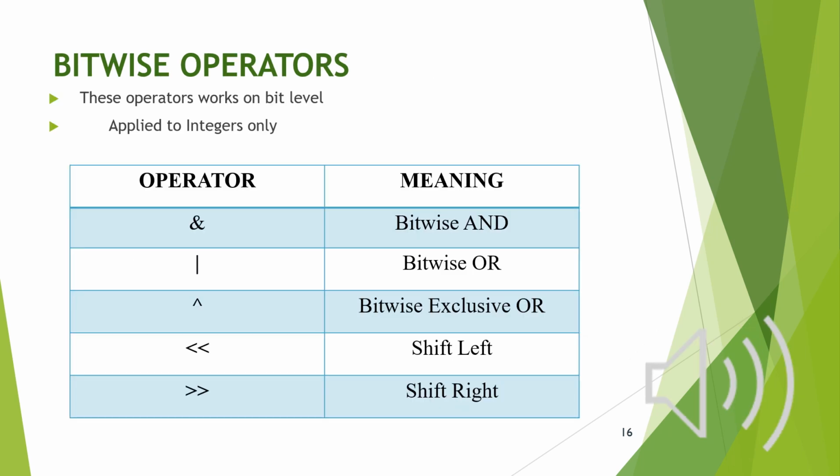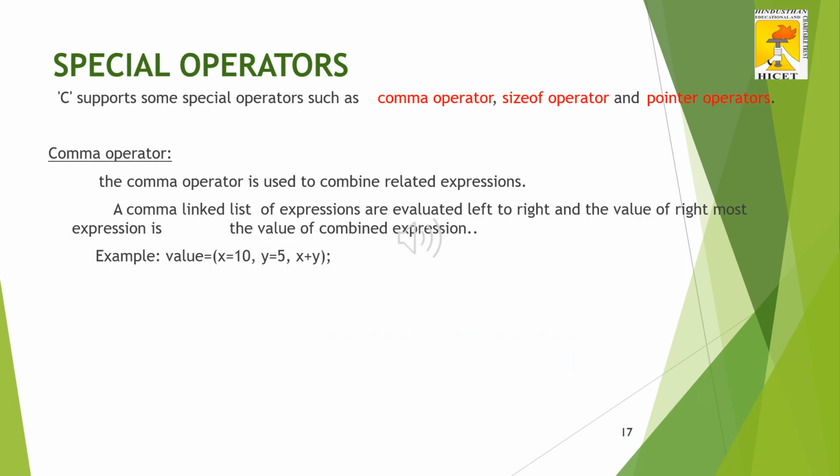So next one is the bitwise operators. These operators work on bit level and are applied to integers only. So for binary valuations, we use these bitwise operators. Okay. Bitwise operators are bitwise and, bitwise or, bitwise exclusive or, then shift left and shift right. Okay. Bitwise and, or, and exclusive or work the same as the logical operators. Shift left means value will be shifted left by 1. If shift right, value will be shifted right by 1.